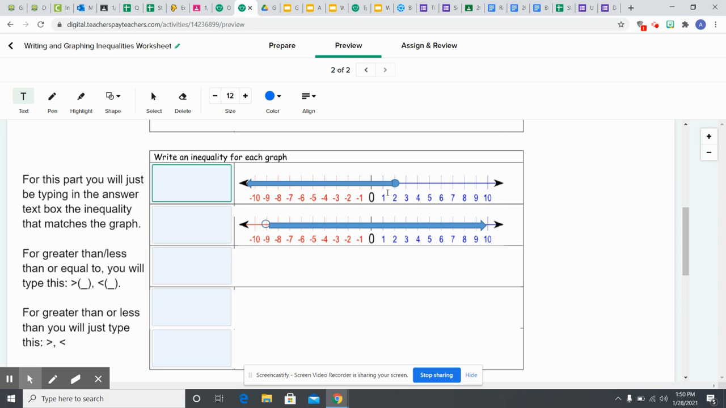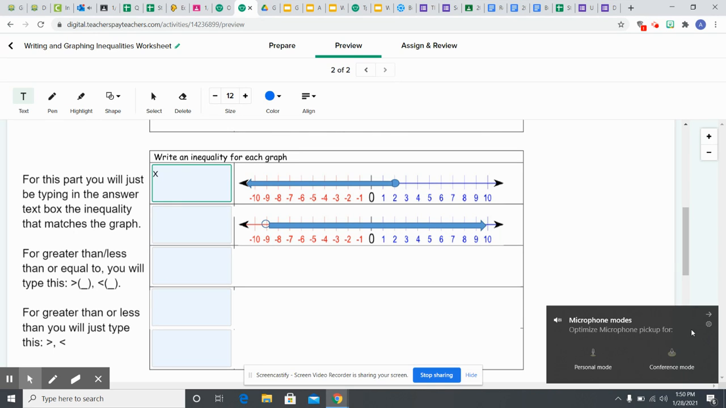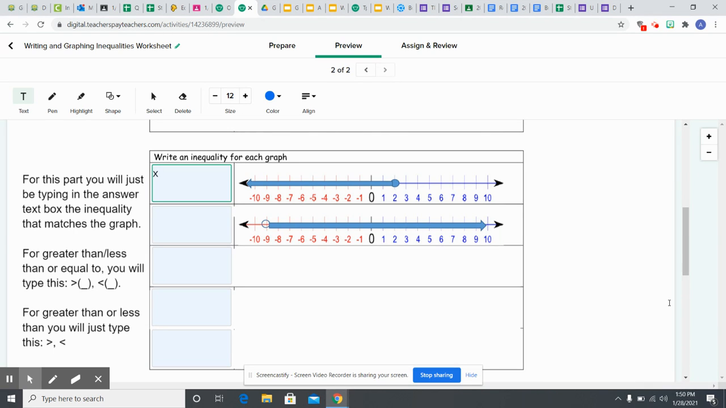So looking at my graph, I already know I'm gonna use X. Now to know what my inequality sign is gonna be, I'm gonna look at my circle. So see how this is a closed circle, it's all shaded in. So that tells me that my inequality sign is going to have a line underneath, or in this situation, a line beside it, since we can't actually put the line underneath our inequality sign. So we know it's going to involve a line with our inequality sign.